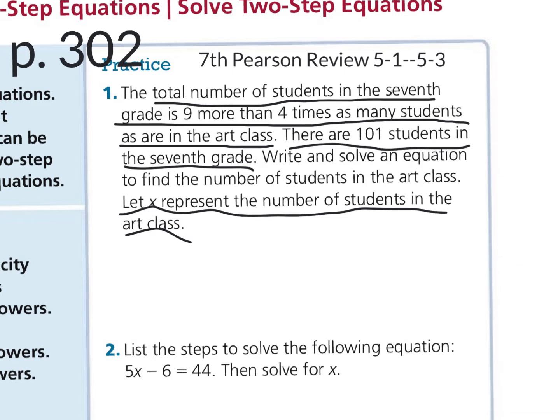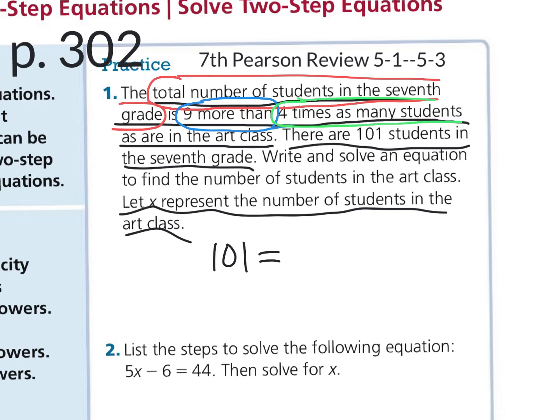So if we just look at the statement they made here, the first thing they said, total number of students in the 7th grade, tells us 101 is the total number of students in the 7th grade. Is means equals 9 more than 4 times as many students as are in the art class.